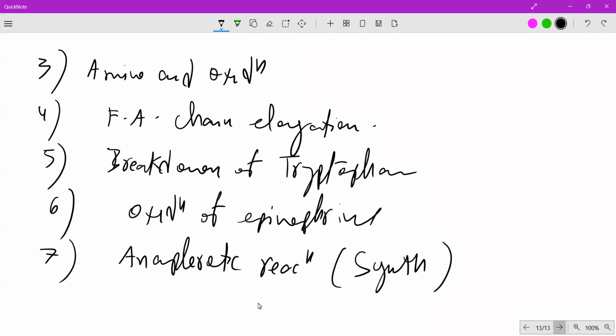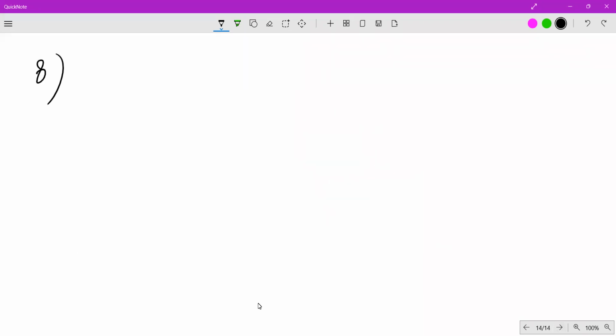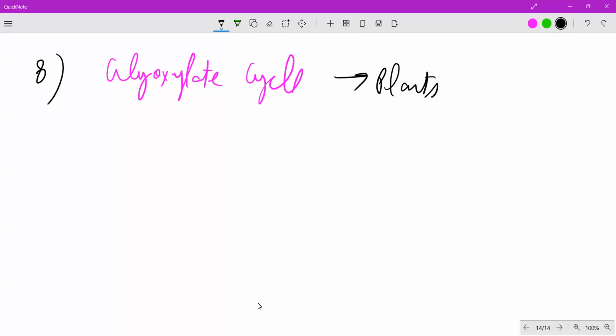So look at different functions of mitochondria. Another function of mitochondria, very important. Mitochondria is also involved in glyoxylate cycle. Partly involved in glyoxylate cycle, especially in the case of plants. Another function of mitochondria. Can you tell me some functions of mitochondria? Mitochondria is also involved in photorespiration. Again in plants.